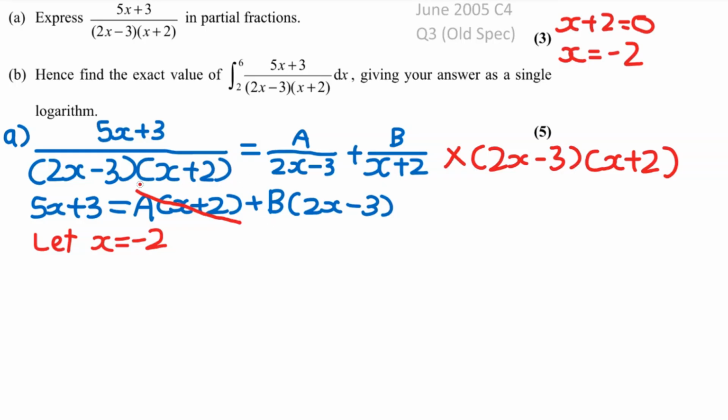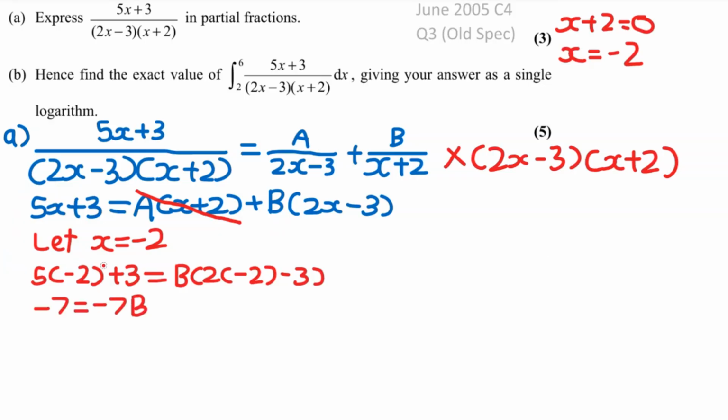So if we're subbing in x = -2, the left side is going to be 5 times -2 plus 3. Then this term goes away, and we're left with B multiplied by 2 times -2, minus 3. We can simplify this: 5 multiplied by -2 is -10, plus 3 is -7, and 2 multiplied by -2 is -4, minus 3 is -7. So we've got -7 = -7B, and then we divide both sides by -7, so we get that B = 1.